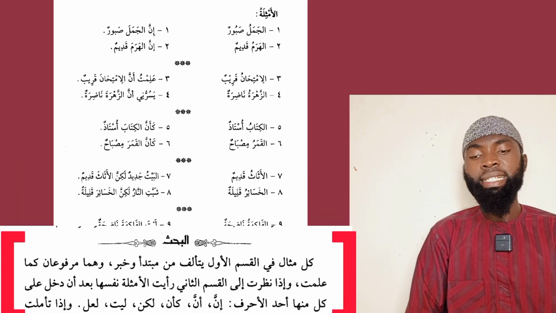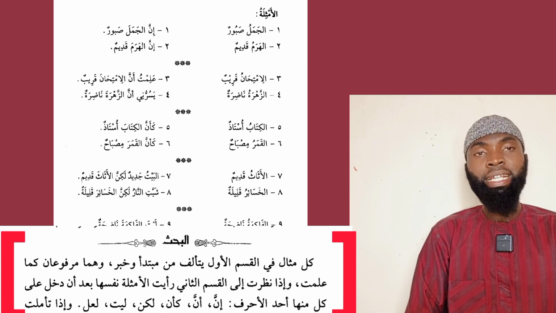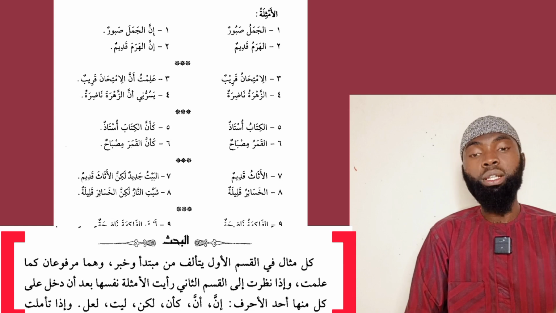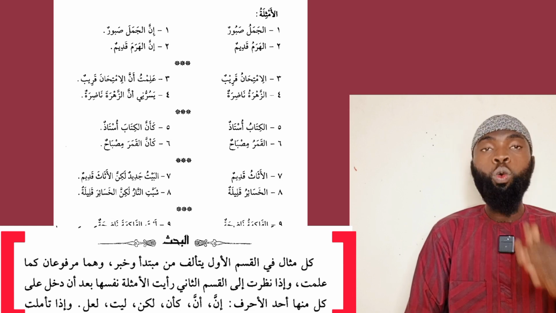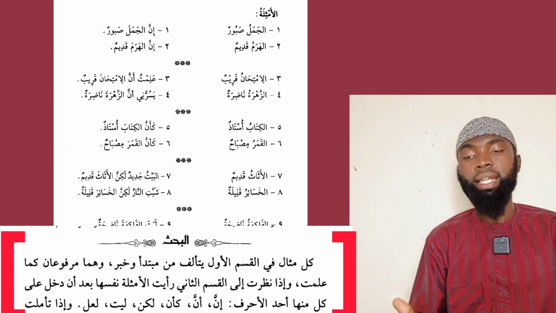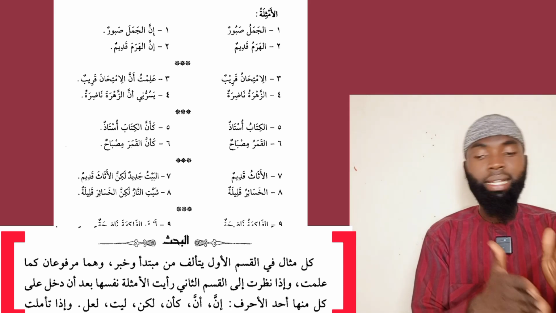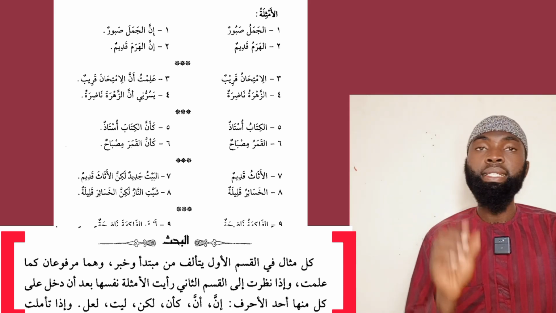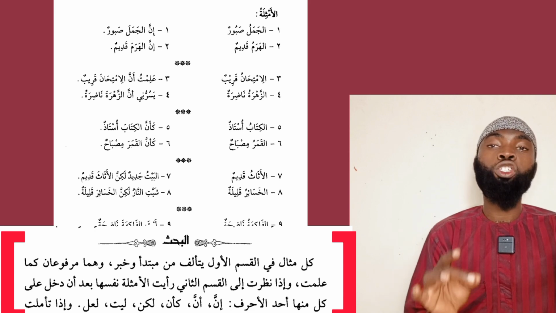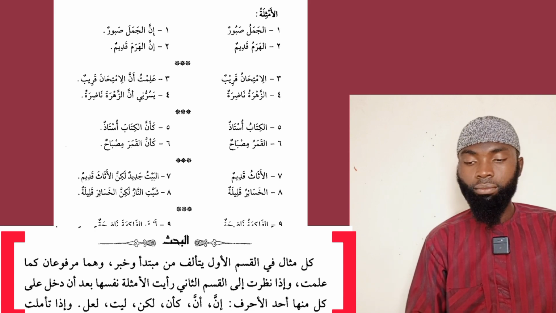كل مثال في القسم الأول يتألف من مبتدأ وخبر. He says all of the examples we see in the first column, the examples we read out, have two columns, one on the right hand side and the other on the left hand side. He's saying all of the examples on the right hand side, the first column, contain a mubtada and khabar, that is a subject noun and a predicate.